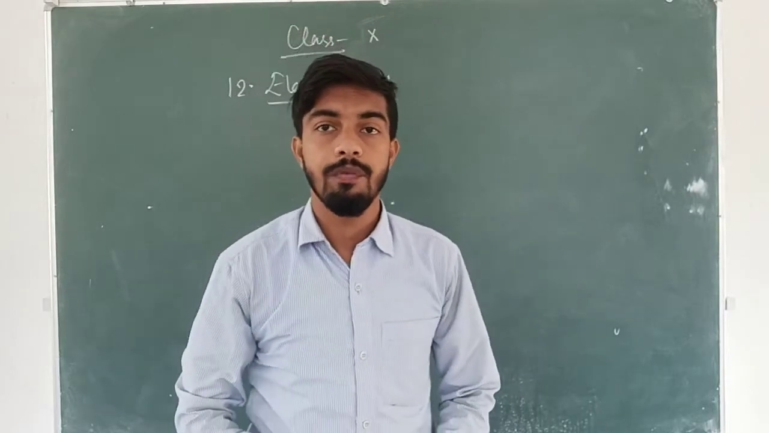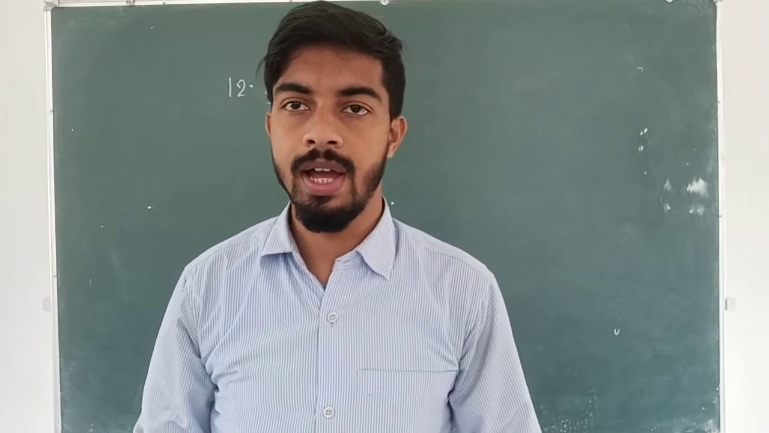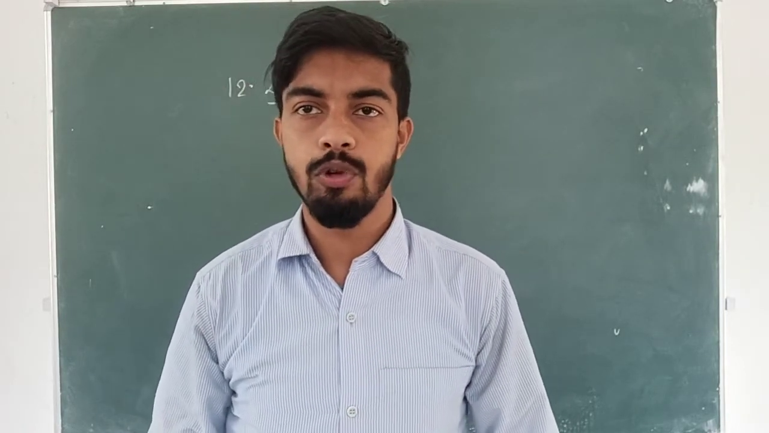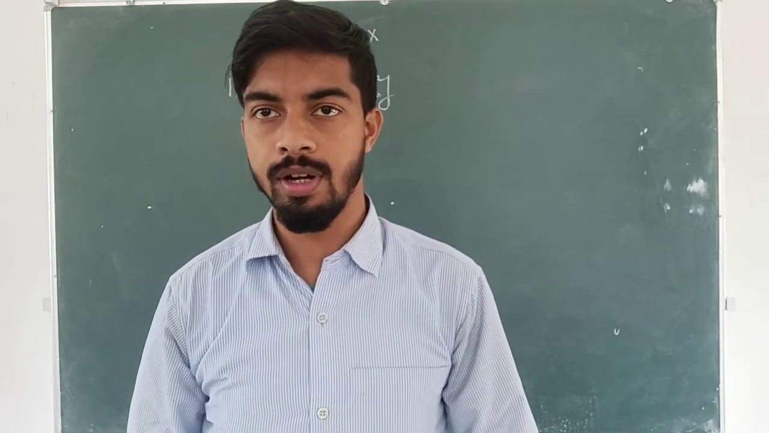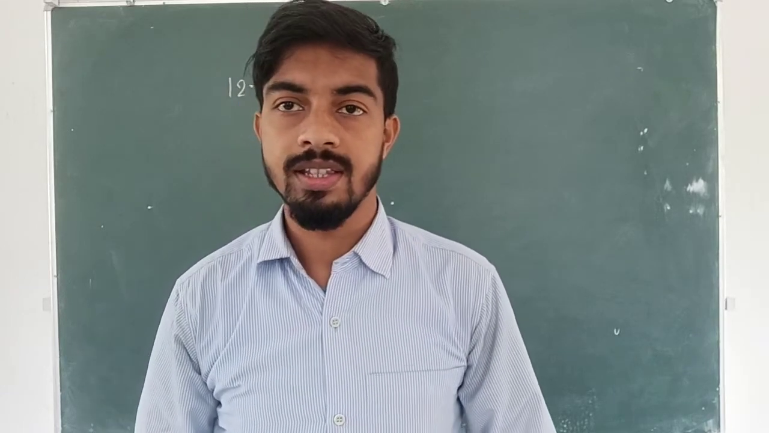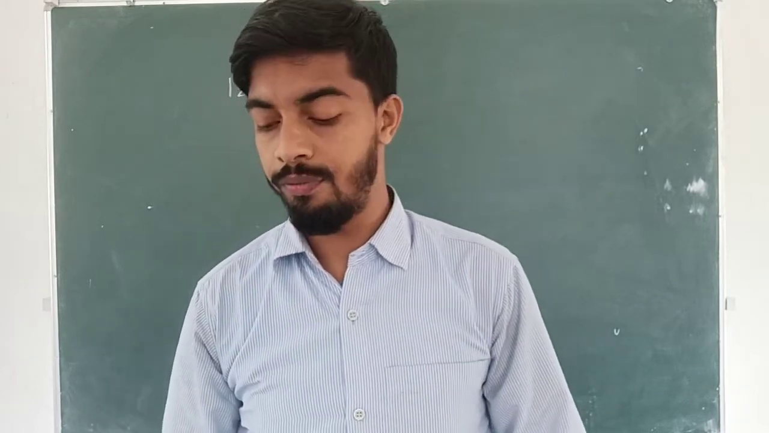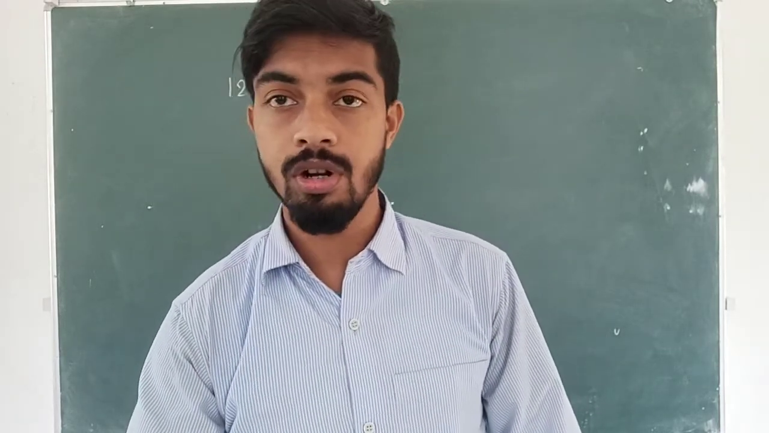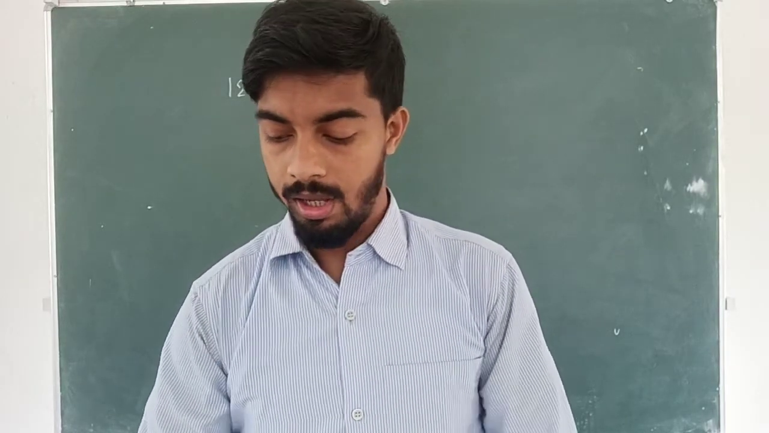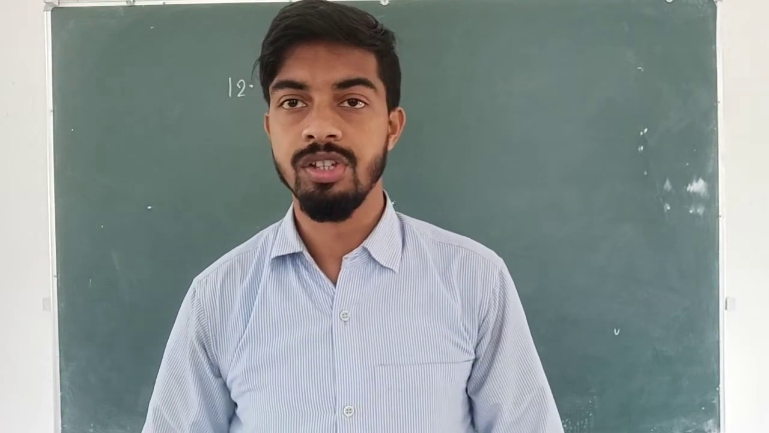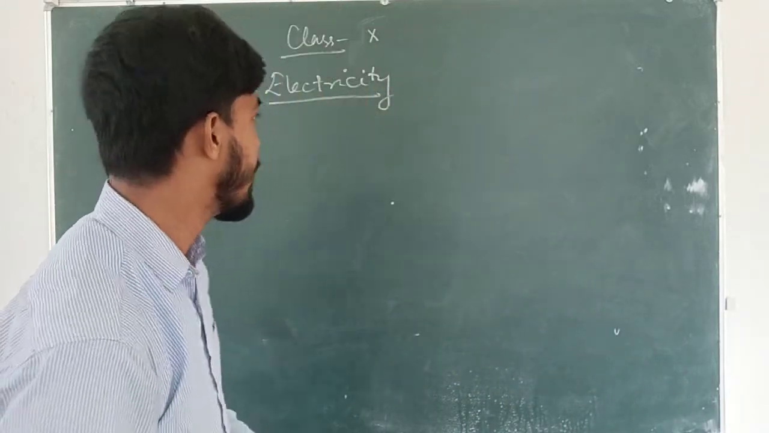So till now we have learned about Ohm's law, and in Ohm's law we got the formula V equal to IR, where V is the voltage, I is the current through any conductor, and R is the resistance of the conductor. R, the resistance, is a new term for you. Resistance is the property of any conductor to oppose the flow of electrons. Now we'll see on which factors the resistance of a conductor depends.